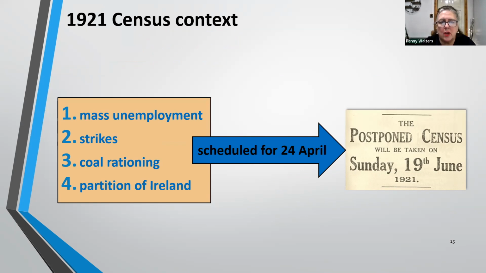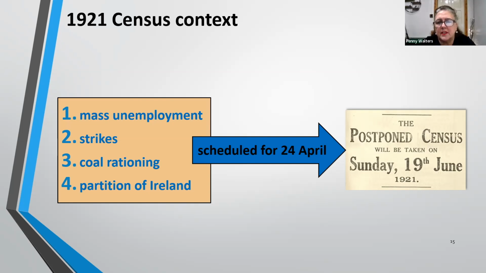Lots and lots of strikes. We're suffering with this at the moment. Even key workers like nurses are going on strike in England at the moment. So in 1921, mass unemployment, mass striking, coal rationing, and crucially, the partition of Ireland.